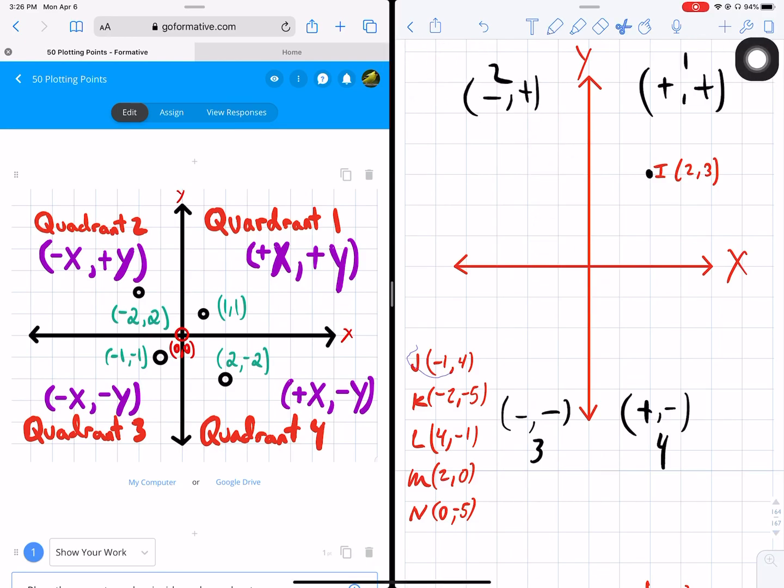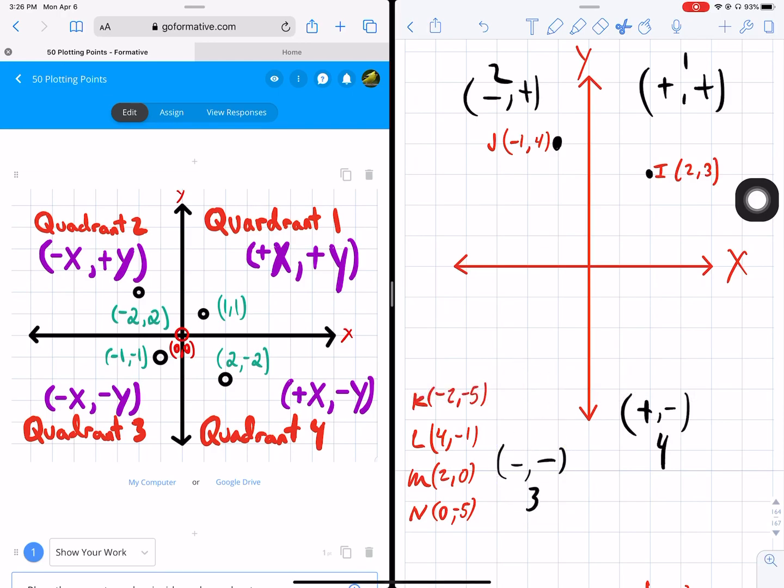So let's take J on a little tour. Negative 1 and 1, 2, 3, 4. J is going to go right there. Okay, next one. Negative 2, negative 5. So where's K going to go? Which quadrant do you think? Quadrant 3. Negative, negative. See how it's a match? Negative, negative. So it's going to go in here. So we're going to go over 2 and then down 5. Okay, over 2, down 5.